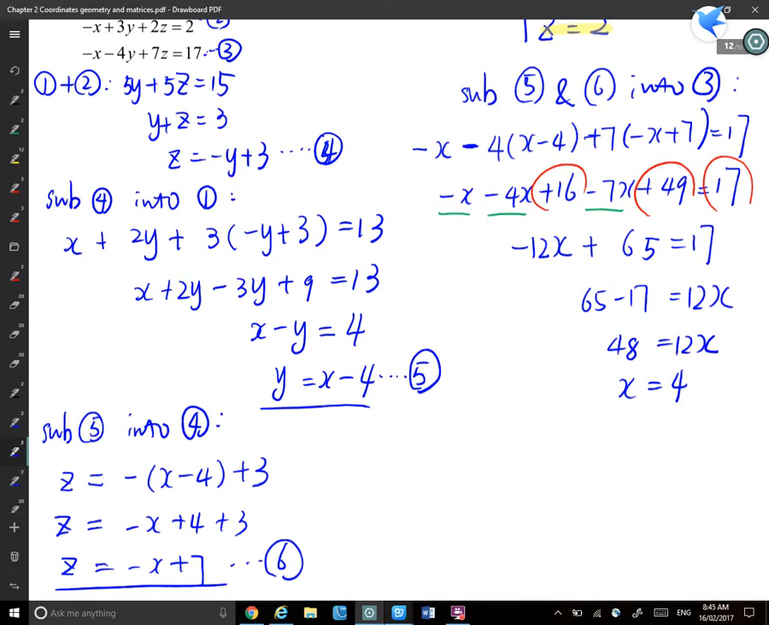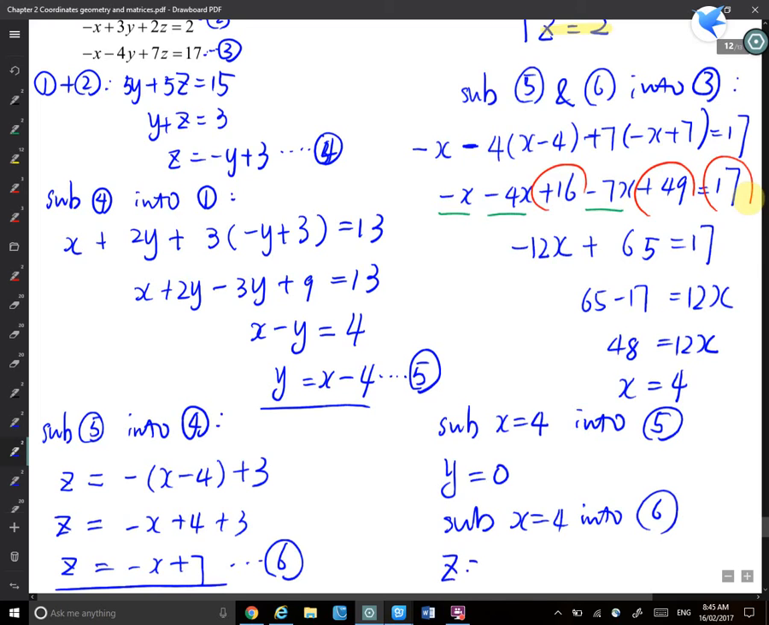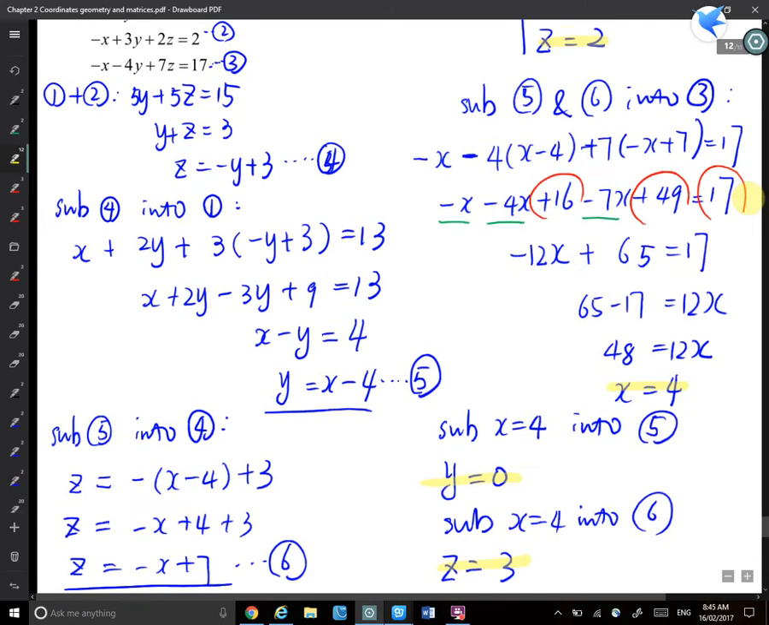Okay, when x equals 4, sub x equals 4 into number 5 to solve for y. So y equals 4 minus 4, which is 0. Okay, y is 0. So sub x equals 4 into number 6. z equals minus 4 plus 7, which is 3. Okay, so we have x equals 4, y equals 0, and z equals 3.